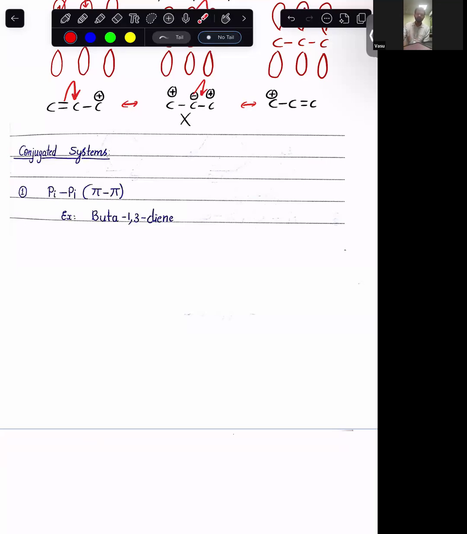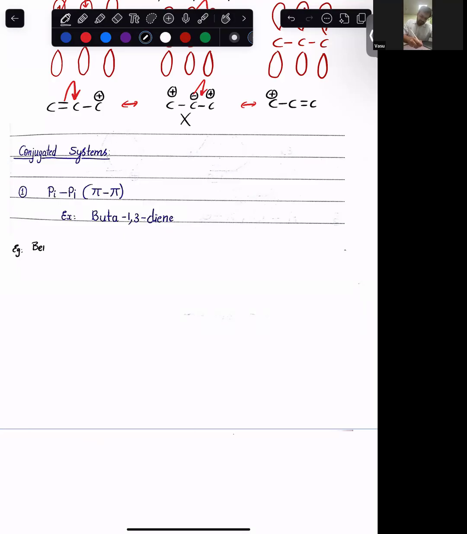The first system, which we already saw, is read as pi alternate pi. Pi bond, alternate, pi bond. Alternate indicates you will have a sigma bond between them. A pi bond alternate to a pi bond. The example which we already saw is 1,3-butadiene. The other example which we can list is benzene.